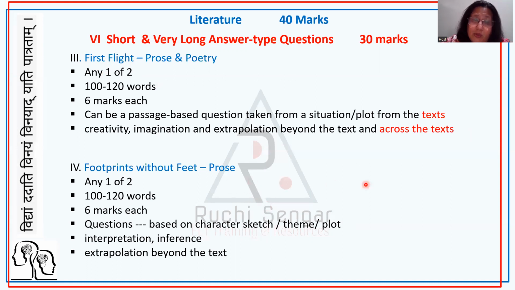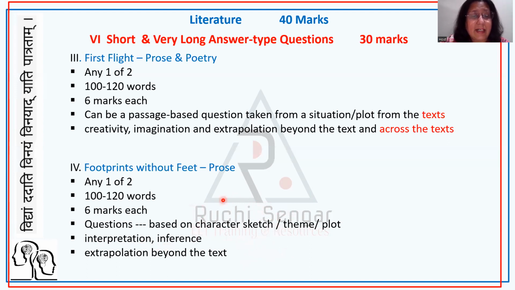Now, footprints without feet, prose. Any one of 2, 100 to 120 words, 6 marks. So these questions are going to be very pointed, specific questions because you just have 100 words to answer. So if the child doesn't understand what is being asked, the child is going to digress and that is not going to meet the brief. Okay. So, what are the questions based on? Character, theme, plot, extrapolation beyond the text, and we are looking for interpretation, which is your understanding and inference.